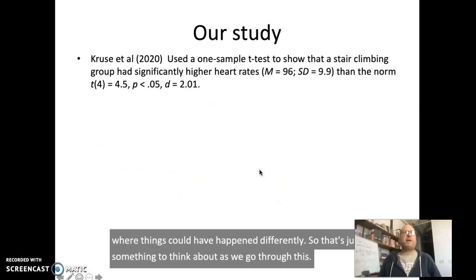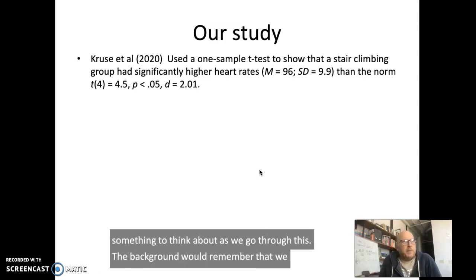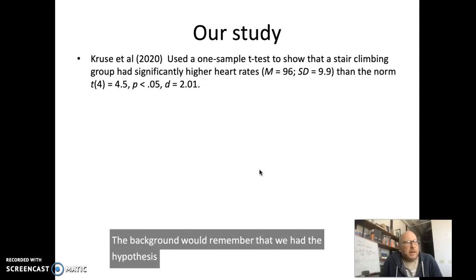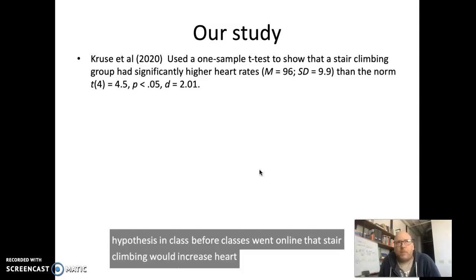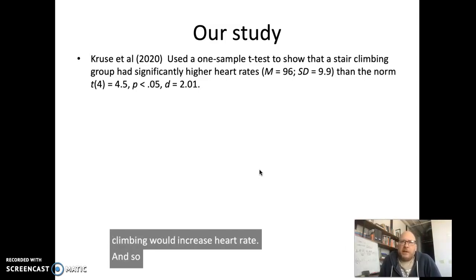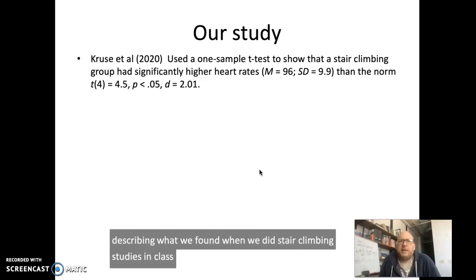For the background, I want to remember that we had the hypothesis in class before classes went online that stair climbing would increase heart rate. And so I wrote just a quick blurb there in APA style describing what we found when we did stair climbing studies in class. We did a one sample t-test.